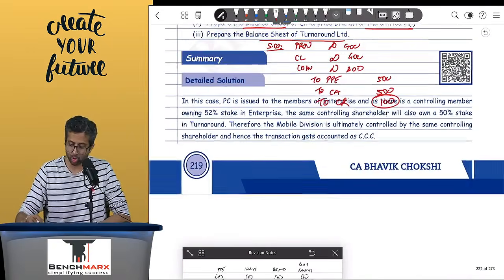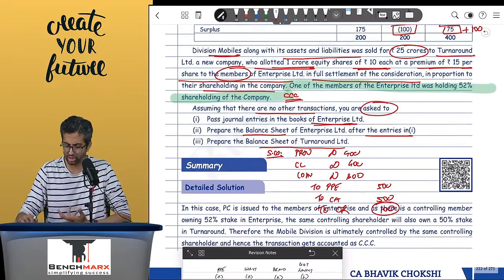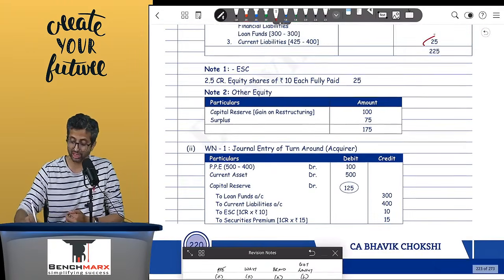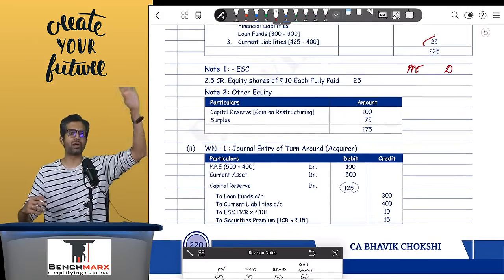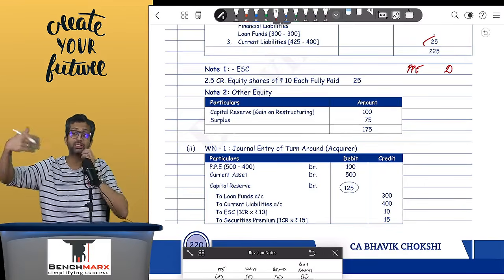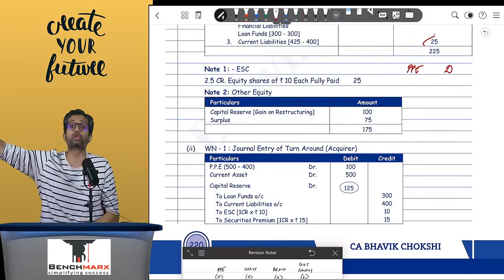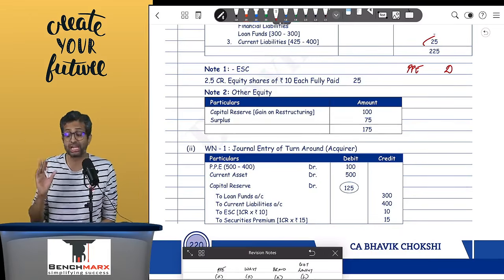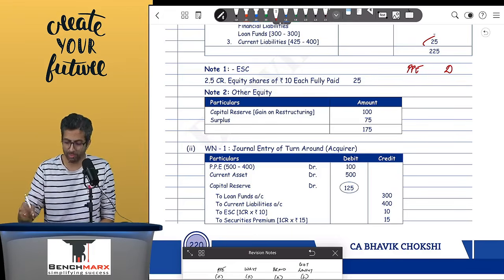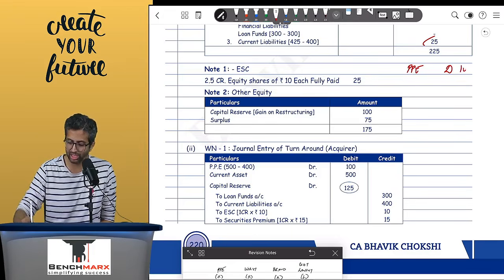Achha, next, when you go to Turnaround, what is the journal entry in the books of Turnaround? Well, if Enterprise is giving up everything, Turnaround will be receiving that. So Turnaround will take over PPE. But remember, PPE we will not take over at 500 cost, 400 accumulated depreciation. No. We will say that at the end of the day, it's a new company. A new company cannot technically have an accumulated depreciation. So you will take over the PPE net, but at what value? Sir, we will take it over at book values. Why? It is a common control combination, and hence 500 minus 400, that is equal to 100.